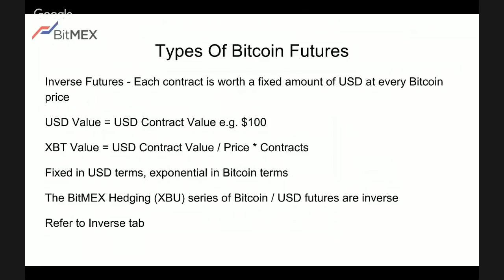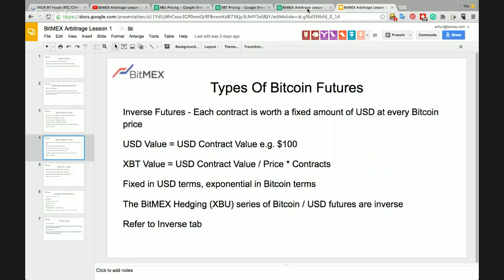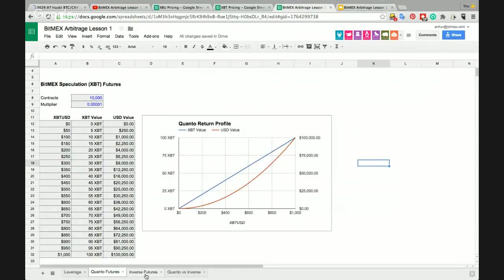And then the Bitcoin value. So what we do is we take the US dollar contract value, in this case $100, divided by the Bitcoin US dollar price, and then multiplied by the number of contracts. So what we have, in terms of a return profile, is a fixed return in US dollar terms, but an exponential return in Bitcoin terms. We call this contract our BitMEX hedging, or XBU series of Bitcoin US dollar futures contracts. And now let's take a look at a graphical representation of that. Please refer to the inverse futures tab.